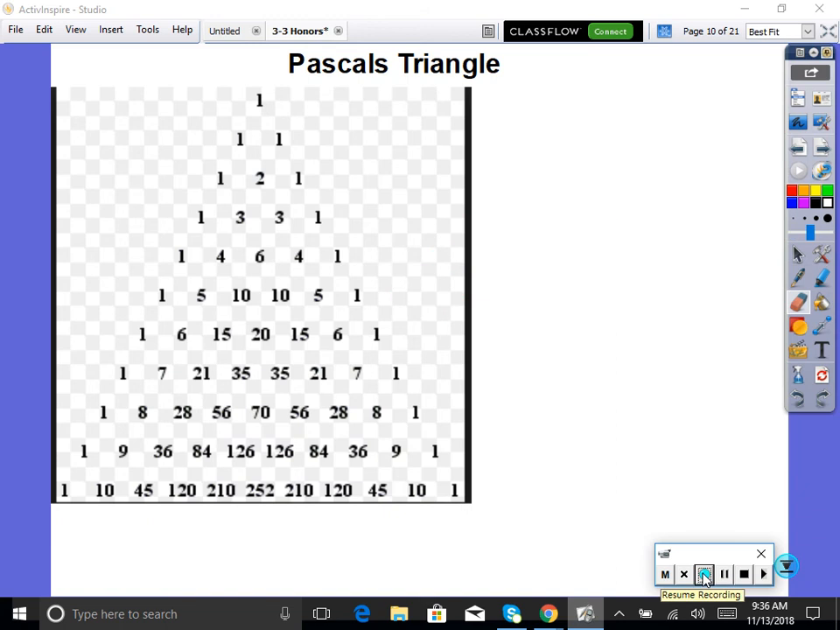So as you're writing it out, think about this. Pascal's triangle is just another way of getting the coefficients, but much quicker. We could use the Binomial Theorem, which is what we just learned, or we could use Pascal's triangle.